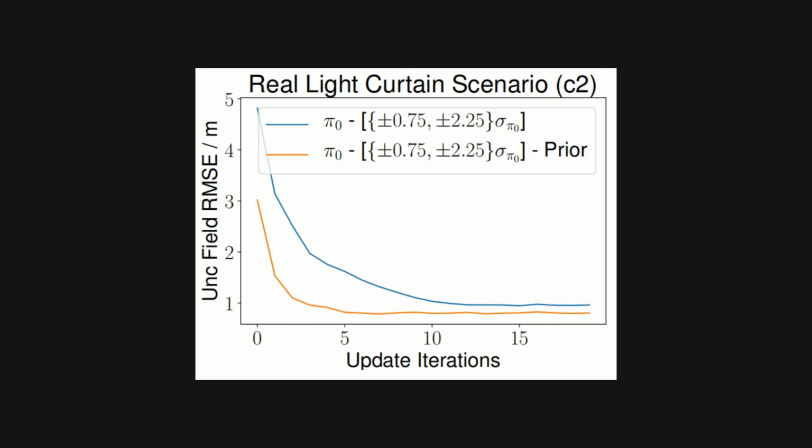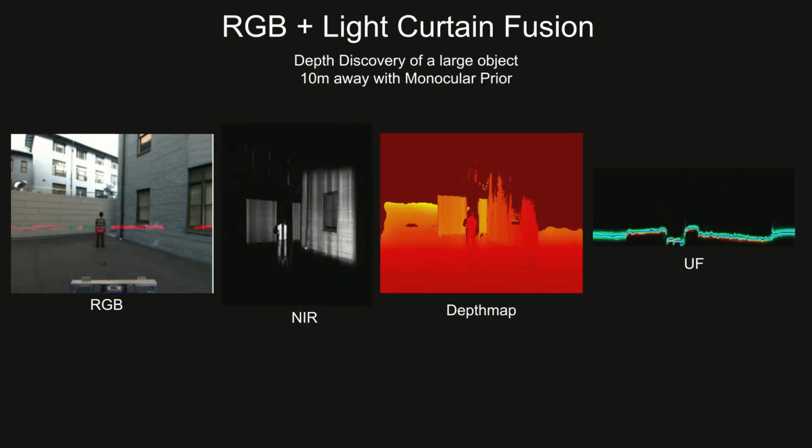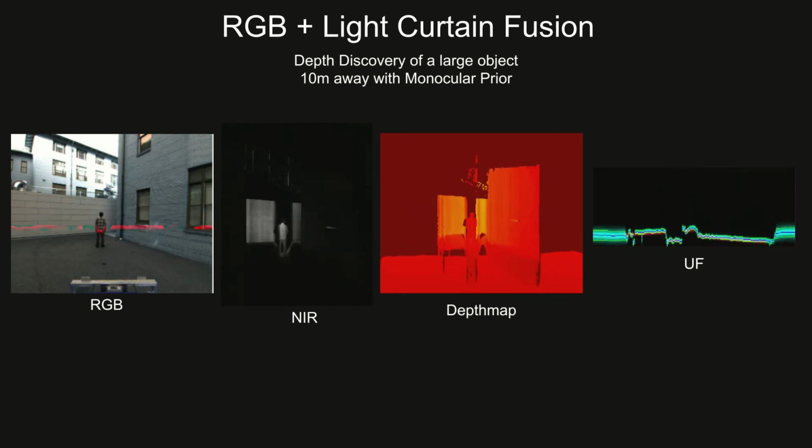We can plot the convergence in this graph. The blue curve shows just using the light curtain to discover depth, starting from a Gaussian distribution, and the orange curve shows starting from a monocular RGB prior. Notice that it converges significantly faster with fewer update iterations. Here's depth discovery of a large object about 10 meters away.